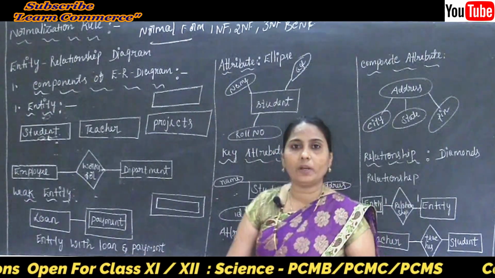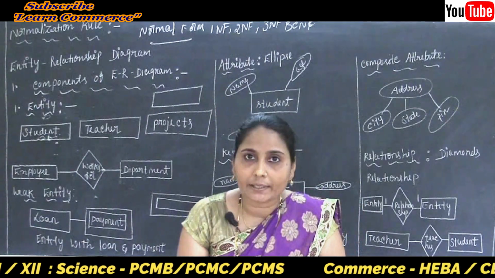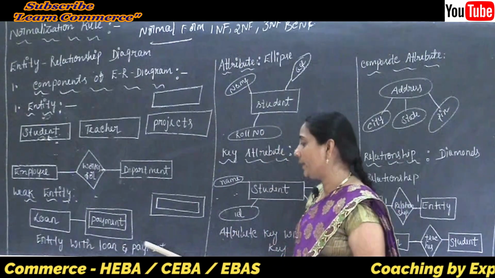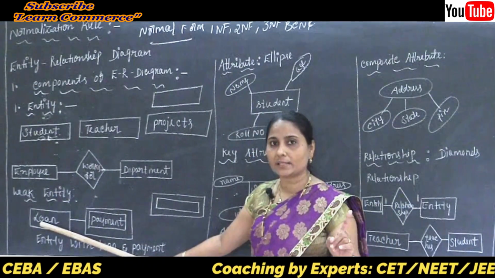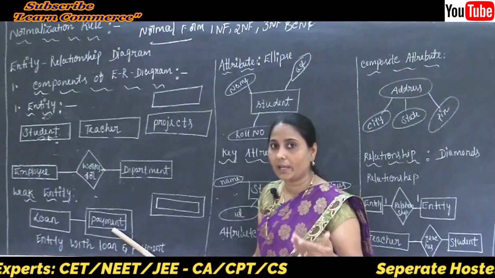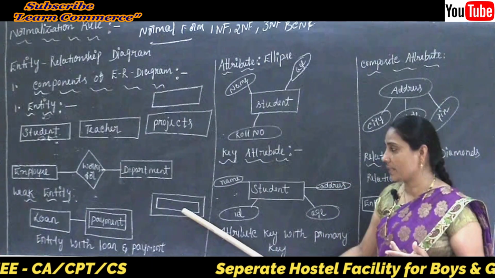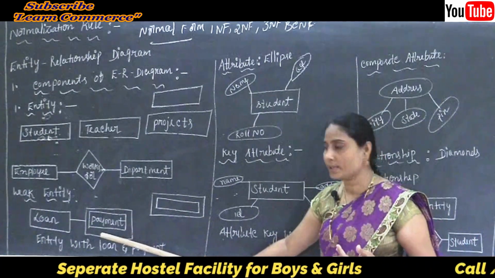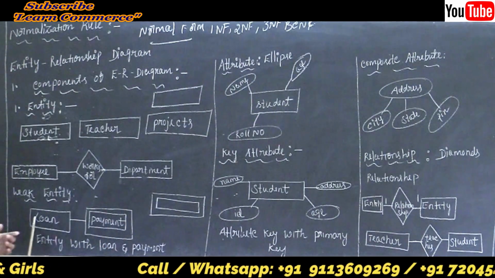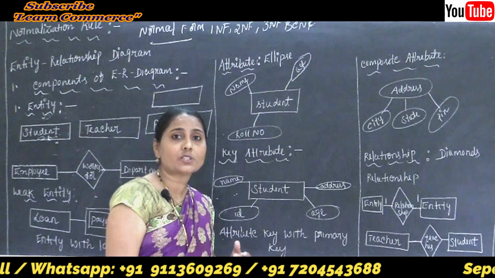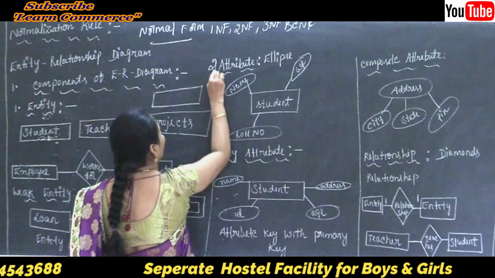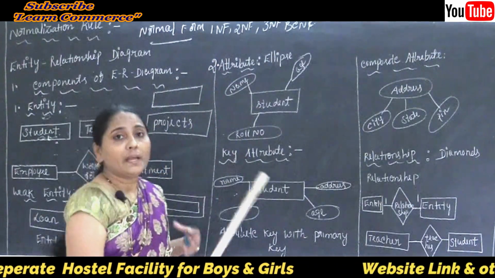Why? Because we know the meaning of the weak entity: one entity depends on another entity. So the entities are loan and payment. Loan is not called the weak entity. Our payment is called the weak entity. How are we recognizing it as a weak entity? Because such one is represented by using our double rectangles here. And after knowing the entity and the weak entity, let's see the second component of the ER diagram. The second component of the ER diagram is the attributes. Okay, the attributes.